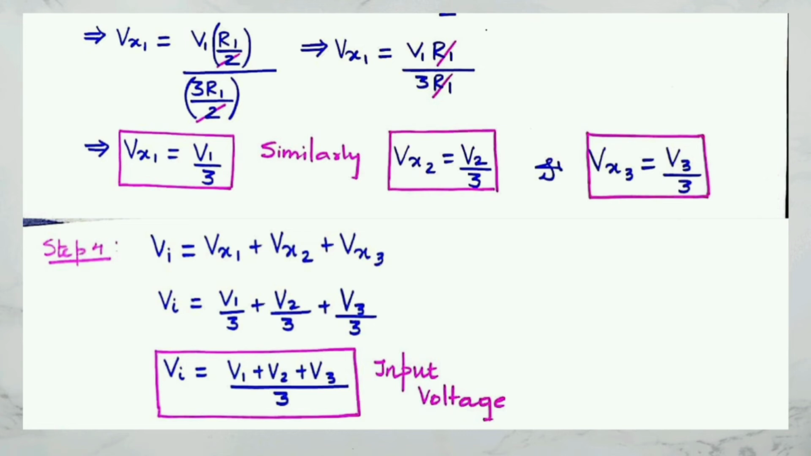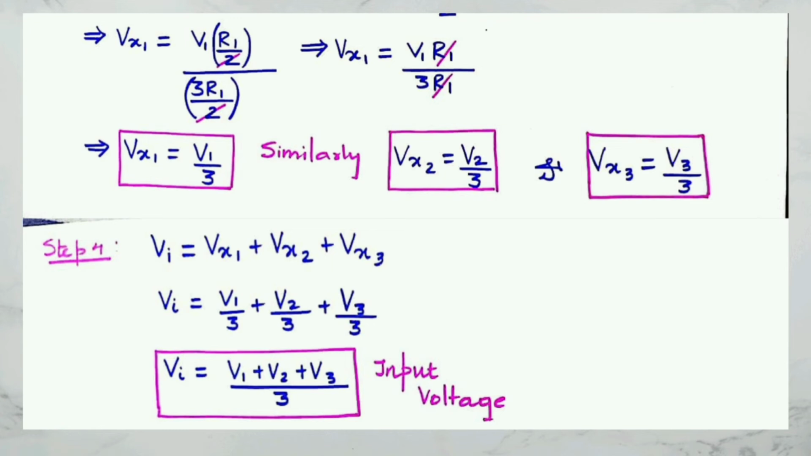So, for the first case, when V1 is active and V2 and V3 are grounded, you get this Vx1. For the second case, you have to consider it in the same way. When V1 and V3 are grounded, V2 will be active, and for that you get Vx2. And Vx3, when V3 is active and V2 and V1 are grounded, you get Vx3.